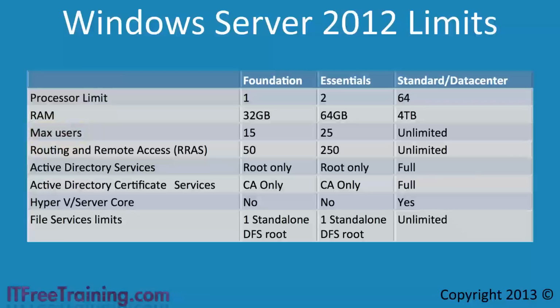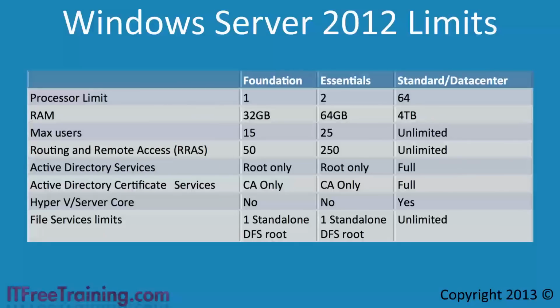The max users limitation will limit how many users can connect to and access services like file shares or printing. You can see that Foundation is limited to 15, which makes it suitable for a small office. Essentials is limited to 25. Standard and Datacenter have no limit on how many users can connect to the server. It should be pointed out that the Foundation and Essentials editions require no additional licenses in order to support these users. In the upcoming licensing video, we will see that Standard and Datacenter require additional licenses depending on how many users connect to that server. With Foundation and Essentials, you may be limited to how many users can use the server, but at least there are no additional costs.